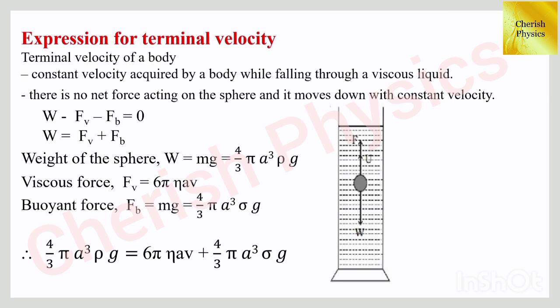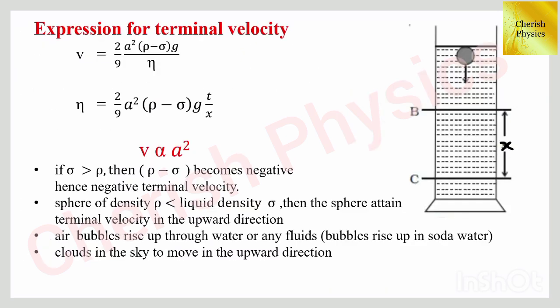Weight of the sphere W equals mg, which is equal to 4 by 3 pi a cube rho g, where 4 by 3 pi a cube is the volume, rho is the density of the sphere, a is the radius of the sphere, and g is the acceleration due to gravity. According to Stokes' law, the viscous force Fv equals 6 pi eta a v. The buoyant force Fb equals mg, which is equal to 4 by 3 pi a cube sigma g, where sigma is the density of the liquid. On substituting and simplifying, finally we get the terminal velocity equation: v equals 2 divided by 9 into a squared into (rho minus sigma) into g divided by eta.